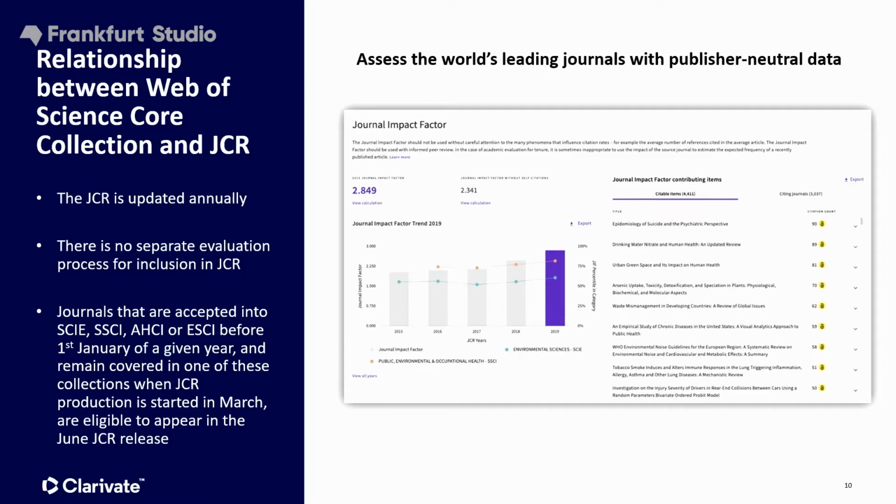So journals that are included in the Web of Science core collection at the beginning of the year and remain indexed at the time of JCR production, which is normally around March, are eligible to appear in that year's JCR release.